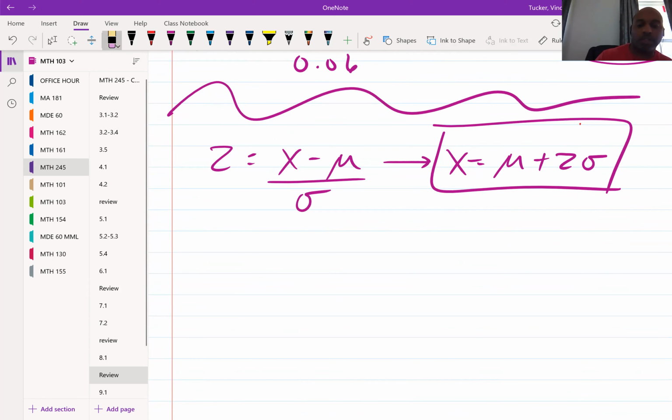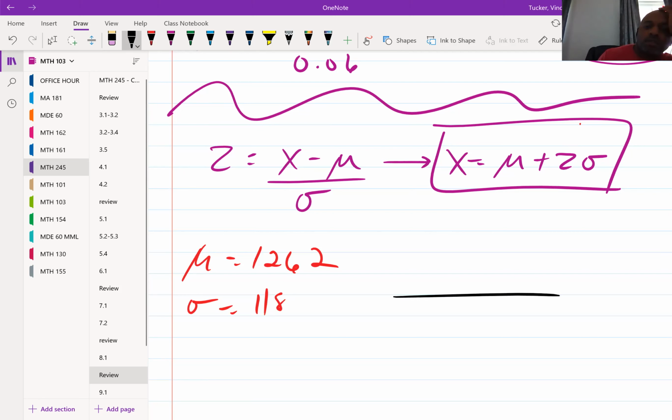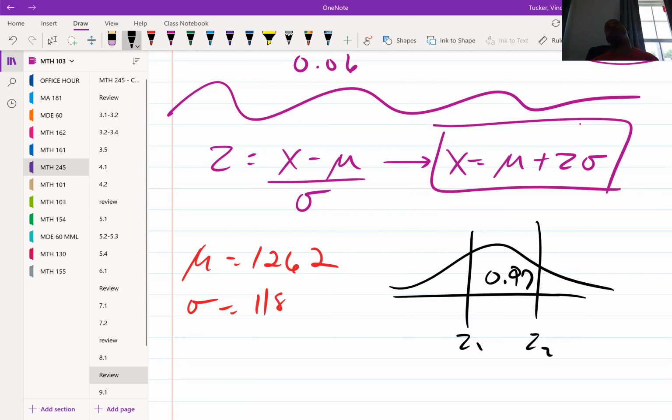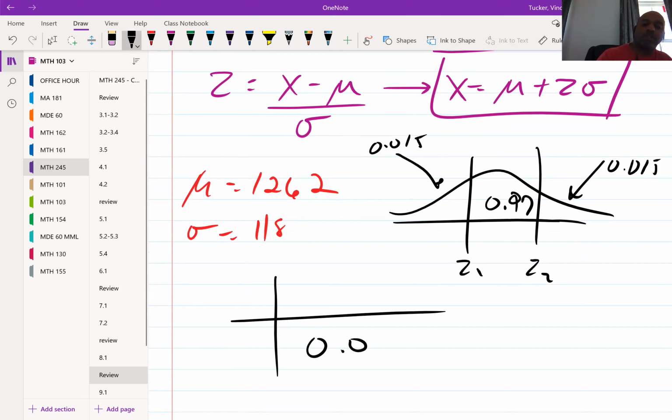So let me see what the numbers are. The number of chocolate chips in the bag has a mean of 1262, sigma is 118, and our percentile is the middle 97%. So we're looking at 0.97 in the middle, which leaves 0.03, so each tail is 0.015. I need to go into my chart and look for the closest thing to 0.015.